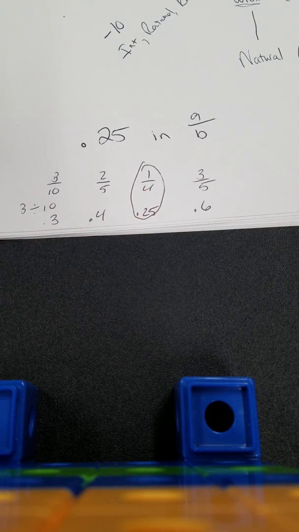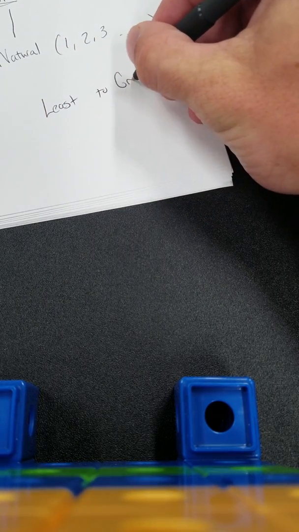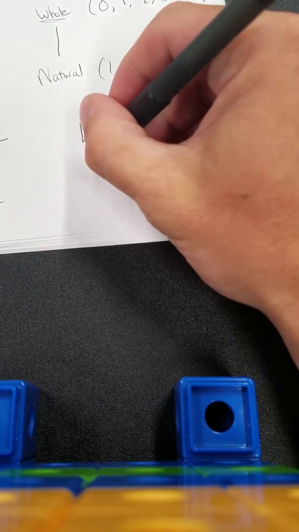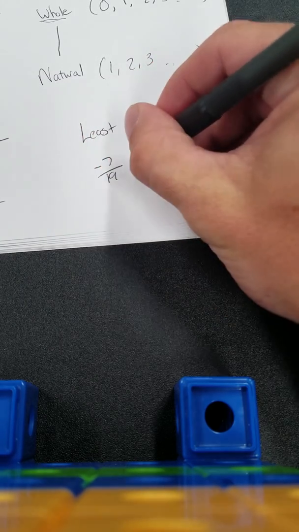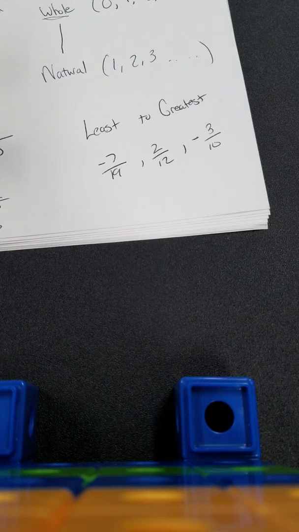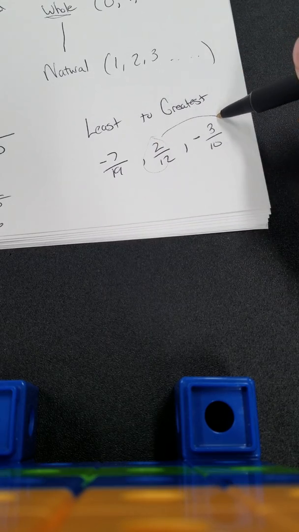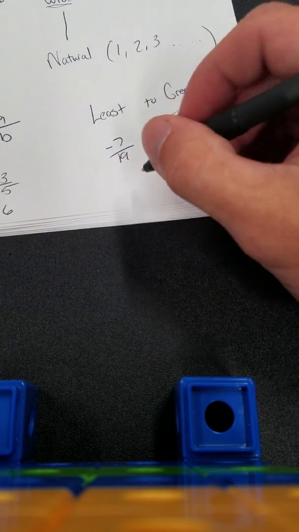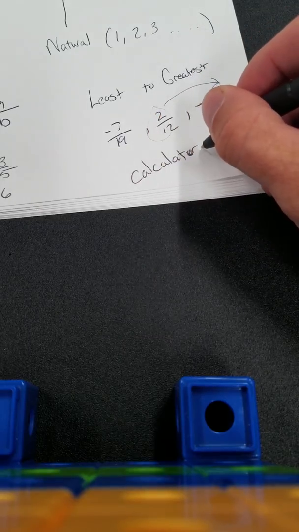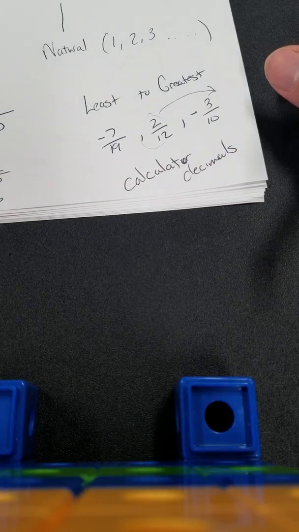And then the last thing they're going to ask you in this unit is least to greatest, or greatest to least. And they're going to give you some really nasty numbers and really nasty fractions. Might be like -7 over 19 and 2 over 12 and -3 over 10. Well, obviously the positive one is going to be the greatest number. With the other ones, type them into a calculator. Make them decimals. Once you make them decimals, then you can figure out which one is the smallest versus which one is the largest.